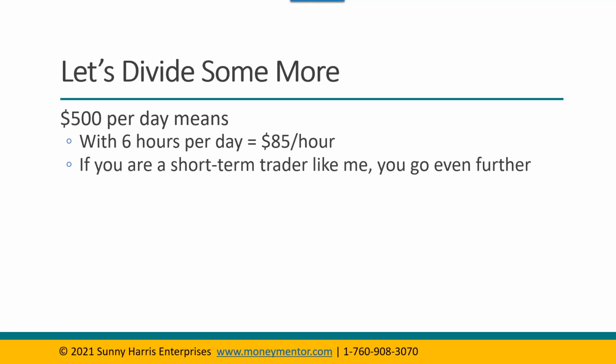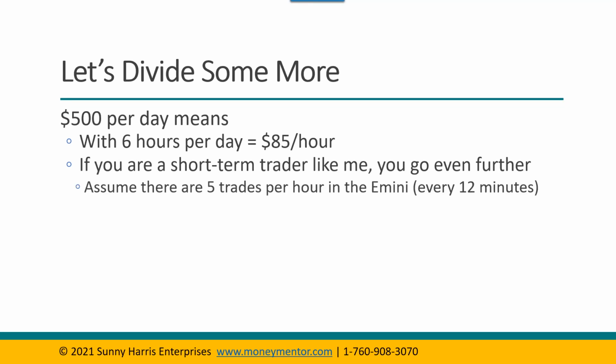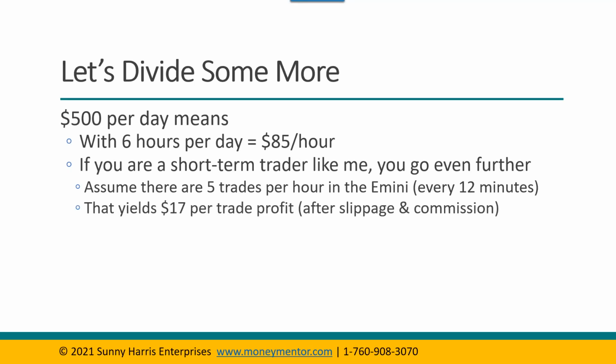If you're a short-term trader like me, you can go even further and assume that there are 5 trades per hour in the EMini. That means you're taking a trade every 12 minutes. That gives you $17 per trade profit after slippage and commission. Now, that doesn't seem so bad anymore. $17 is all you really have to achieve in order to make $120,000 a year trading one contract of the EMini. Now, I don't trade one contract. I trade more than one contract.